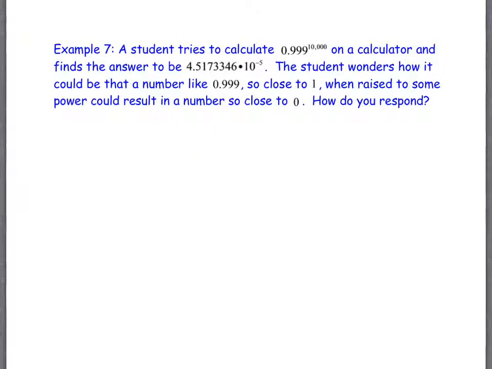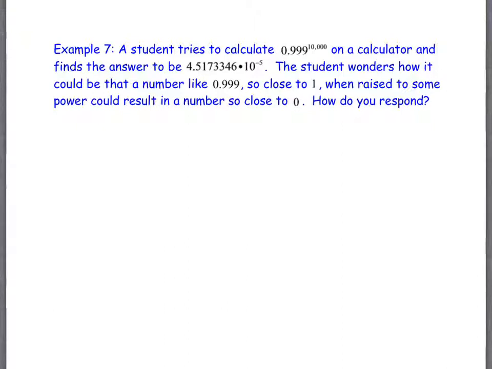All right, one more question, and this is an interesting one that I want you to see. A student tries to calculate 999 thousandths to the 10,000 power on a calculator. He finds the answer to be 4.5173346 times 10 to the negative 5th.